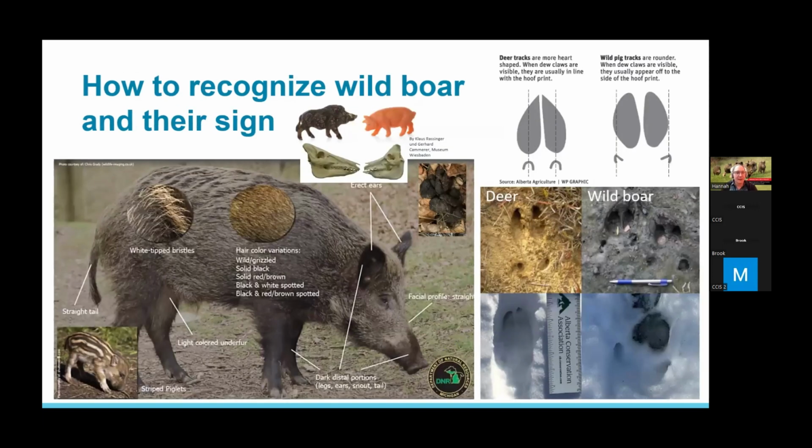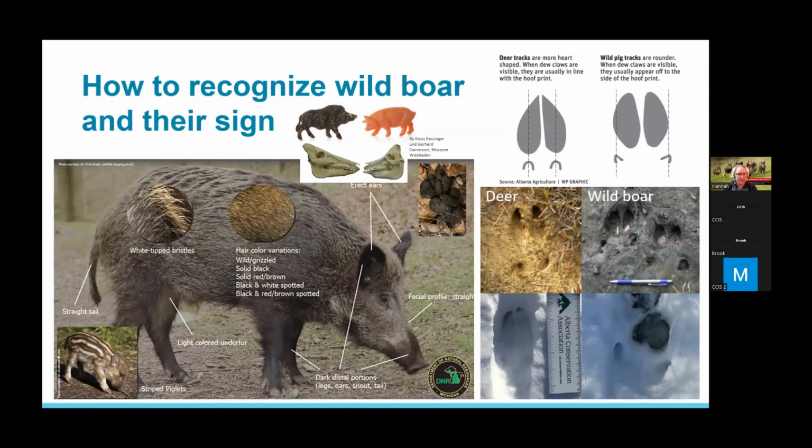So how to recognize wild boar and their sign. Wild boar differ from the domestic pig in that they tend to be taller and shorter in body. So they have the taller shoulders and the narrower hips, where our domestic breeds have been bred to have a more cylindrical shape, shorter legs and bigger hams for meat production. They also have that really classic facial profile of a straight, elongated snout. You can see really the difference there in the skull shape of the wild boar versus the domestic pig.